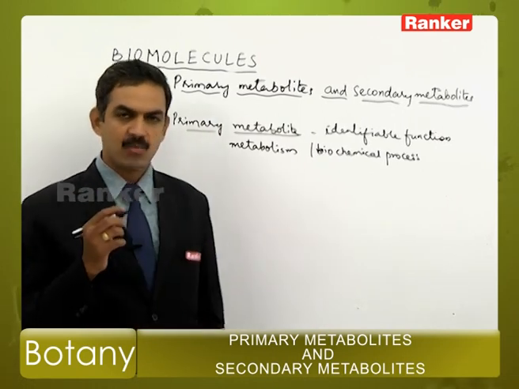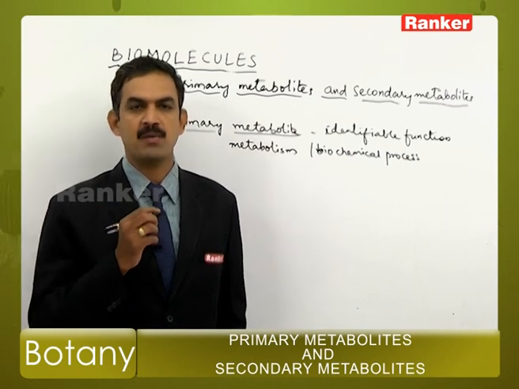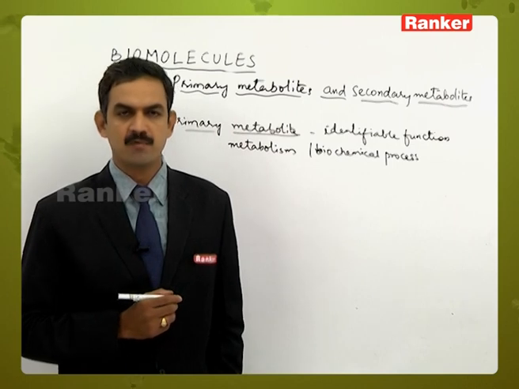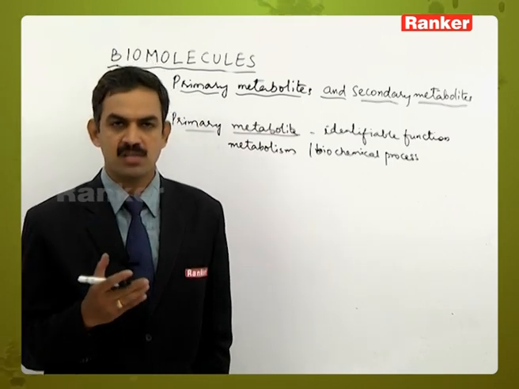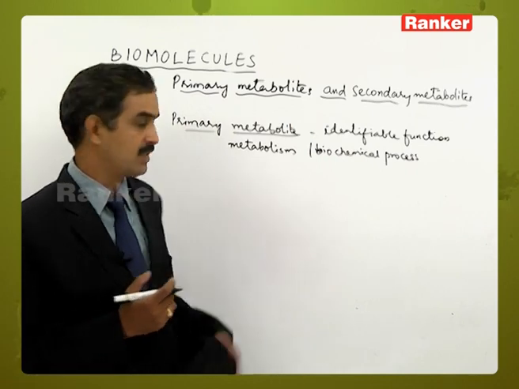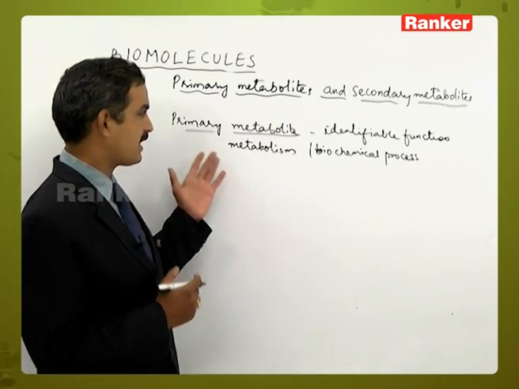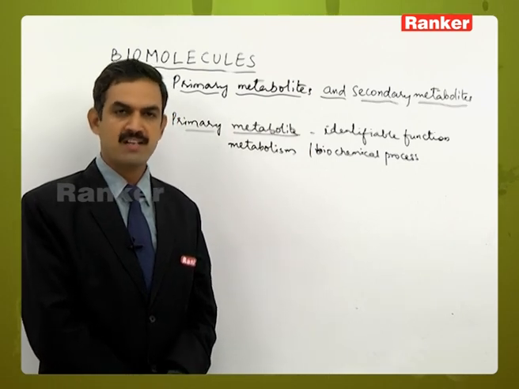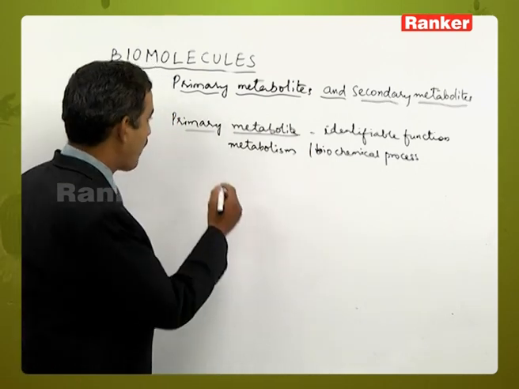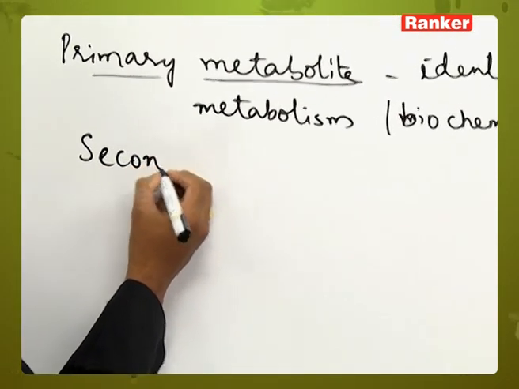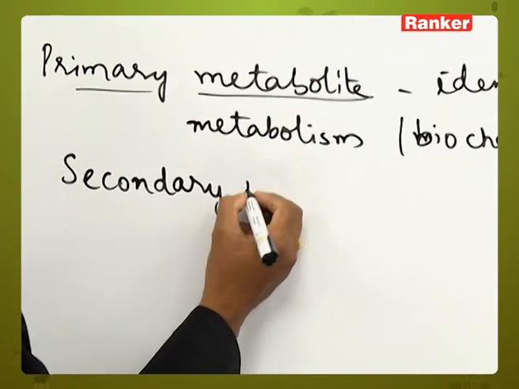Actually, what is a metabolite? A metabolite is a product of a biochemical process or a product of metabolism, which results from changes taking place in an organic substance. So here the primary metabolite is useful for the cell or the organism in which it is synthesized. But apart from this, there are some additional metabolites. Those are called secondary metabolites.